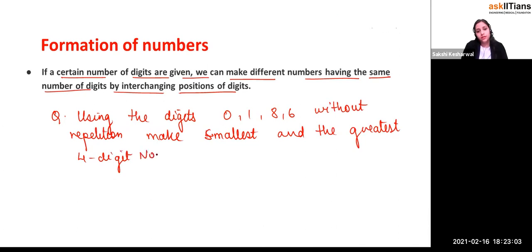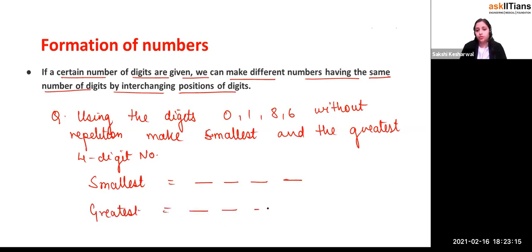So it says now smallest will be what, beta? Smallest is equal to what? It is like 1, 2, 3, 4. And the greatest will be what? Again, 1, 2, 3, 4. Now we know that we cannot put 0 over here. So the smallest will be what, beta? 1068. And the greatest will be what, beta?